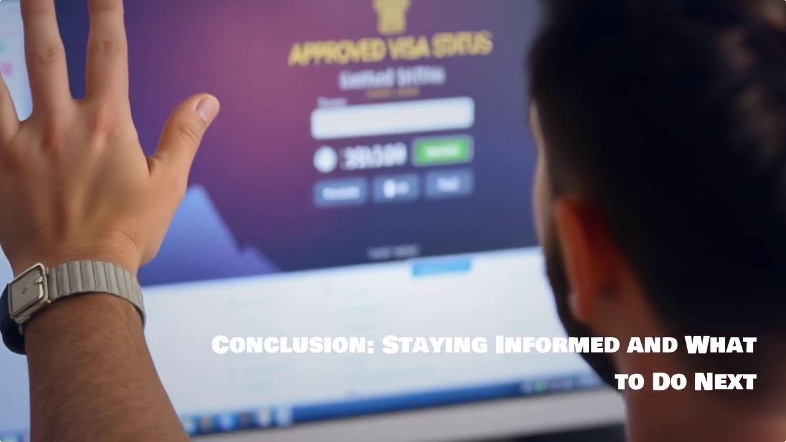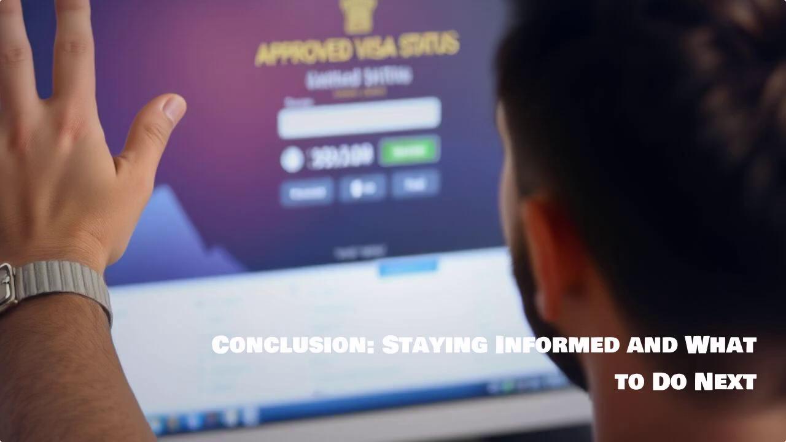In conclusion, staying informed about your visa application is important. Follow these steps and know what to do next.